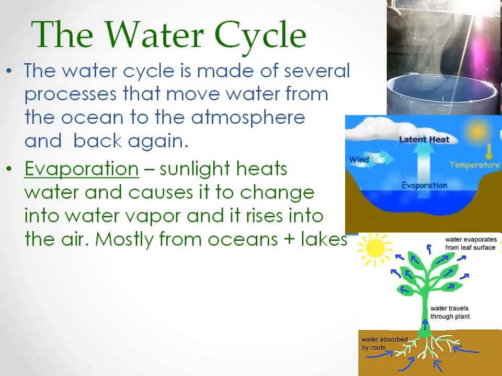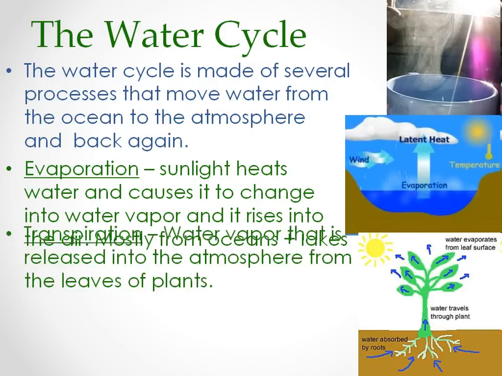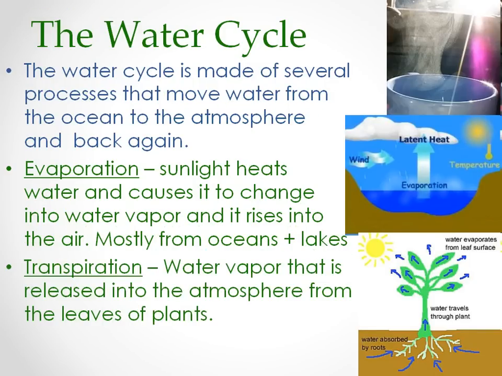atmosphere. The first step we'll talk about is evaporation. This is when water goes from liquid form into gas form. This usually comes from the sun heating it out of lakes and oceans. Related to evaporation is transpiration. This is when water vapor is released into the atmosphere from the leaves of plants. So both of these take water from its liquid form and put it into a gas form.